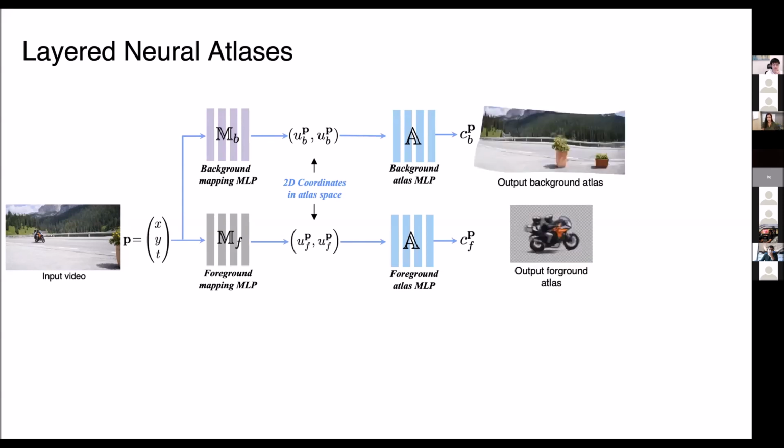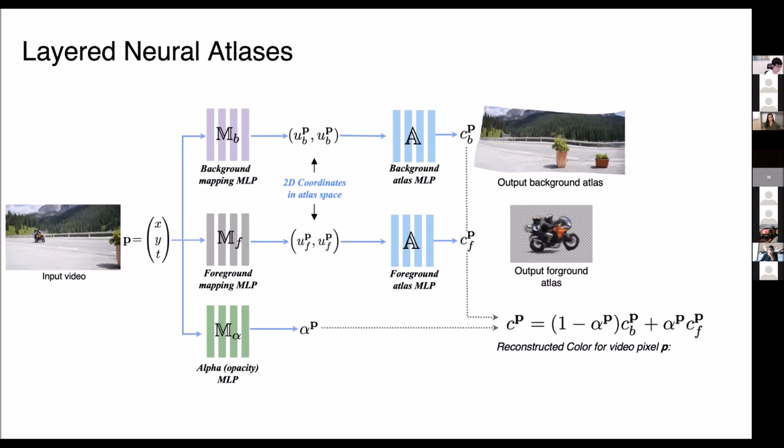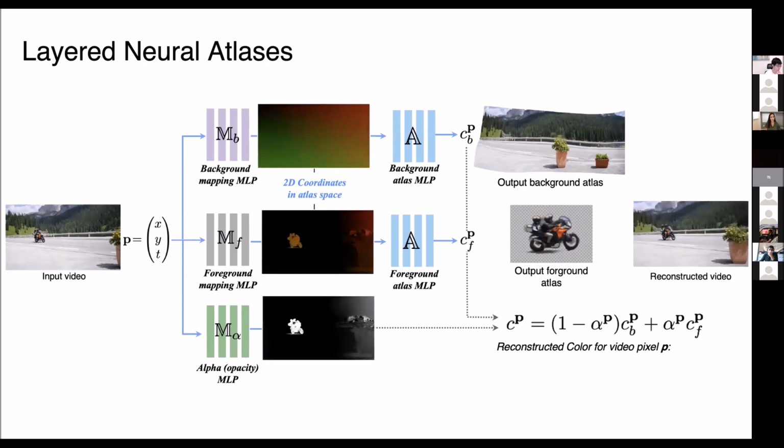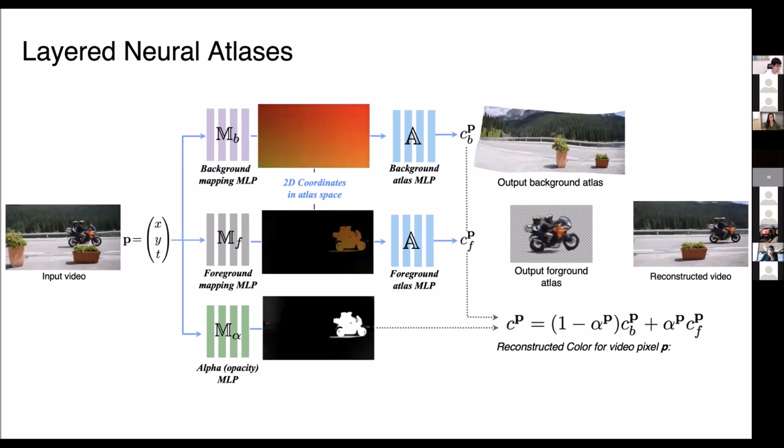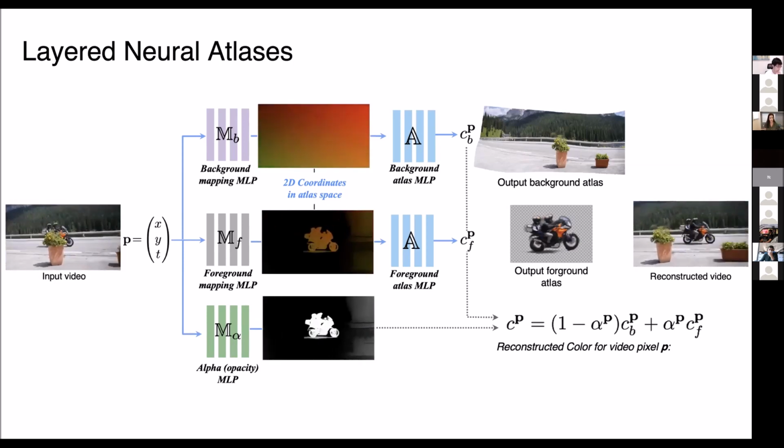So what you are seeing here is a rendering or visualization of this continuous atlas when we render it into a discrete image. Each atlas position also goes into an alpha MLP that produces an opacity value that tells, at this pixel position, how much is observed from each atlas layer. This allows us to reconstruct the color at video position P just using alpha blending, and to reconstruct the original video and train this whole thing end to end, mainly relying on a reconstruction loss as we did in Omnimatte.